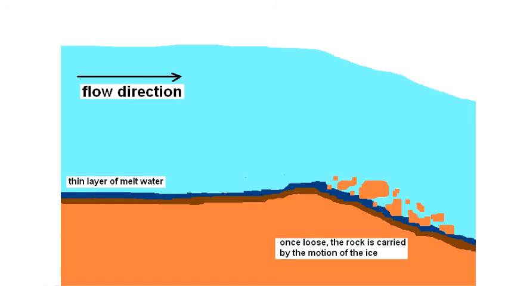Then the next year, when the glacier starts flowing again, or we get some melted water, well then all of that loose stuff is then carried along with the ice. This is a process called plucking. Plucking is how a glacier is able to break stuff into small pieces and then move it.